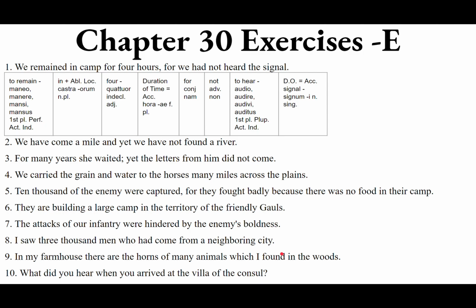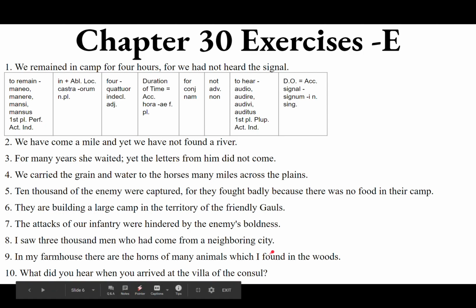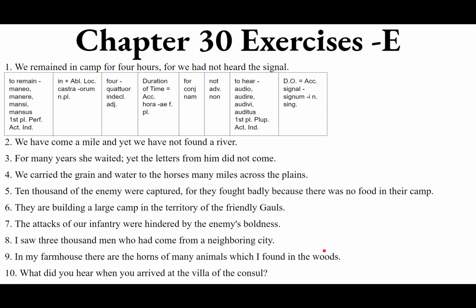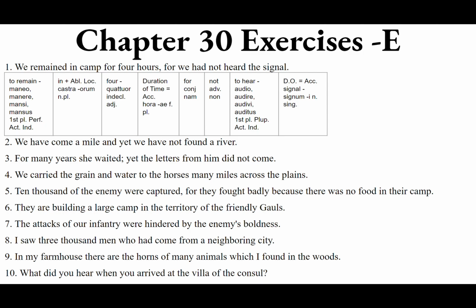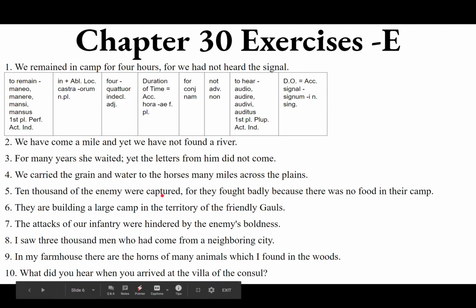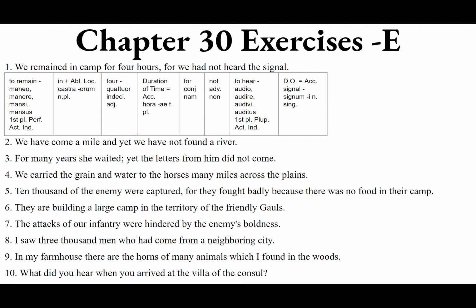I found, invenio, invenire, inveni, inventus. So inveni, first person singular, perfect active indicative. And where did I find these things? In plus the ablative of location, silva, first declension feminine, plural, in silvis. Or actually, it could be singular woods if it were forests with an s, plural. I'll just say singular, in silva, macron over the final a. Let's practice our macron skills. So nona: sunt in mea villa cornua multorum animalium, quae in silva inveni.